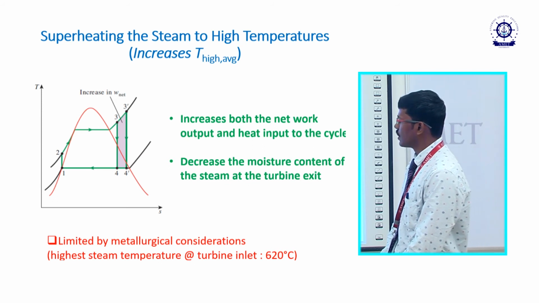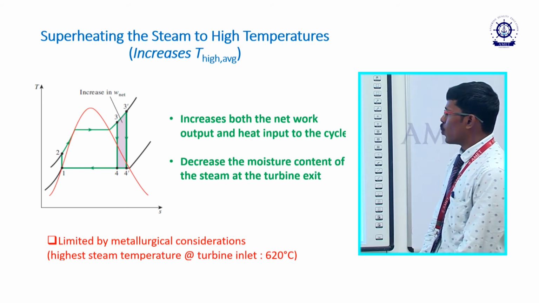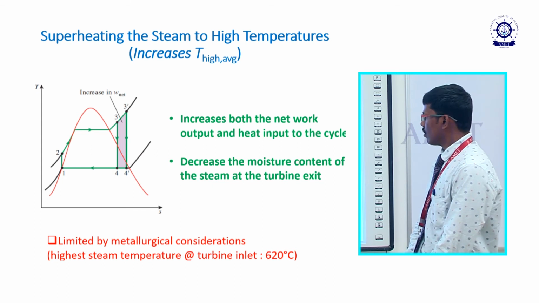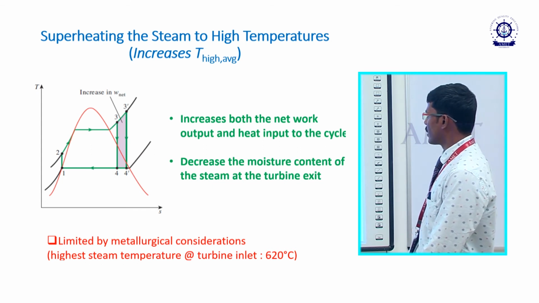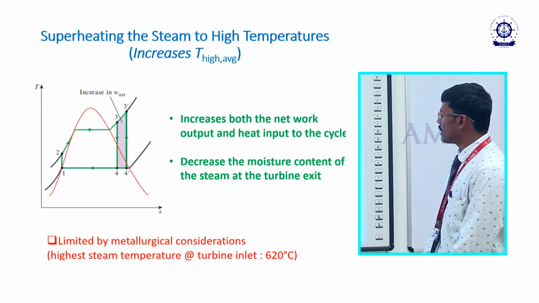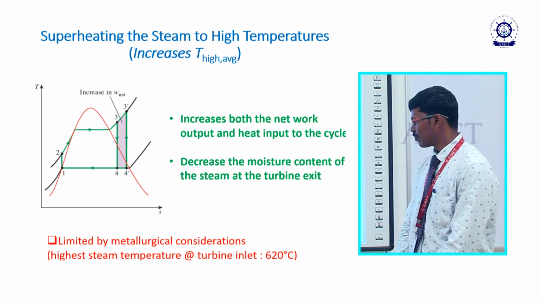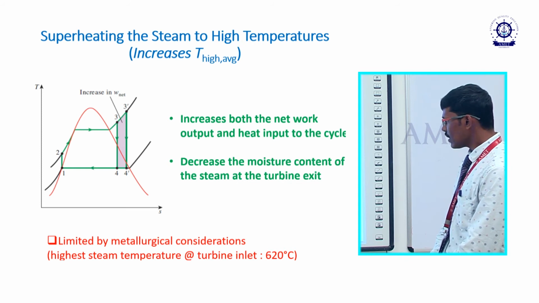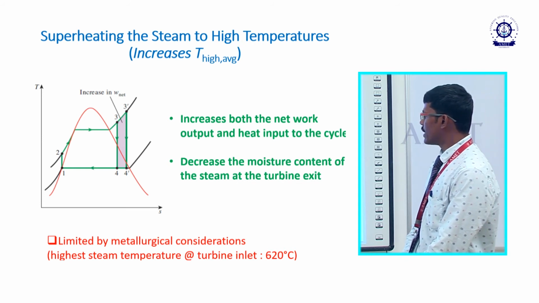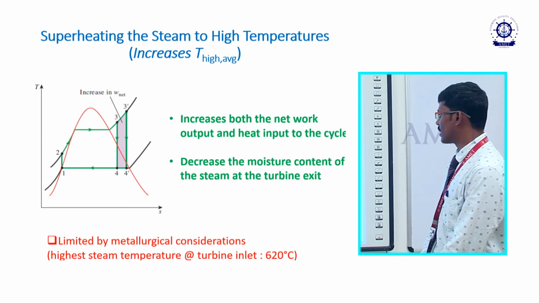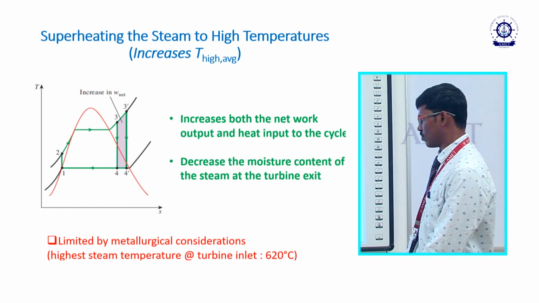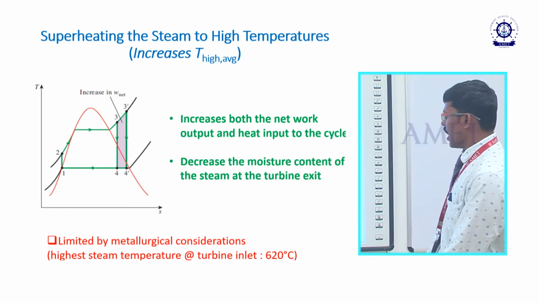So, what happens? When we increase the temperature at the inlet of the turbine, it increases both the net work output and the heat input to the cycle. And also it decreases the moisture content of the steam at the turbine exit. So, this is the effect.